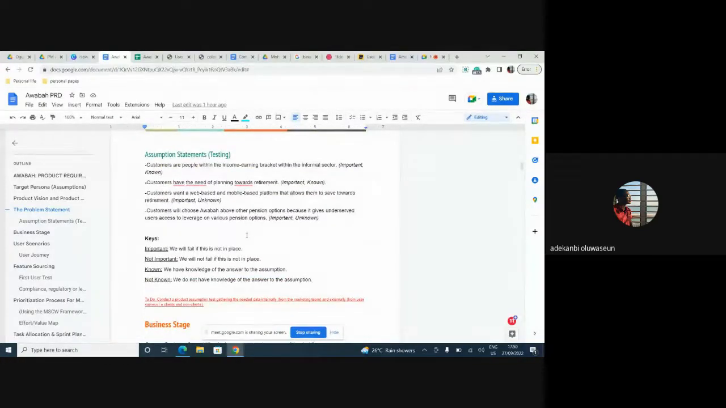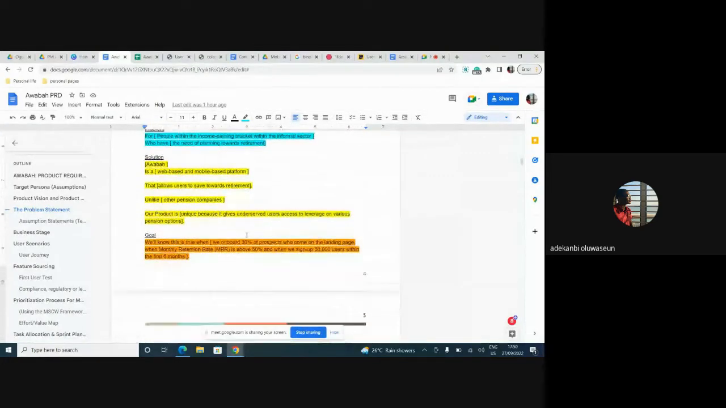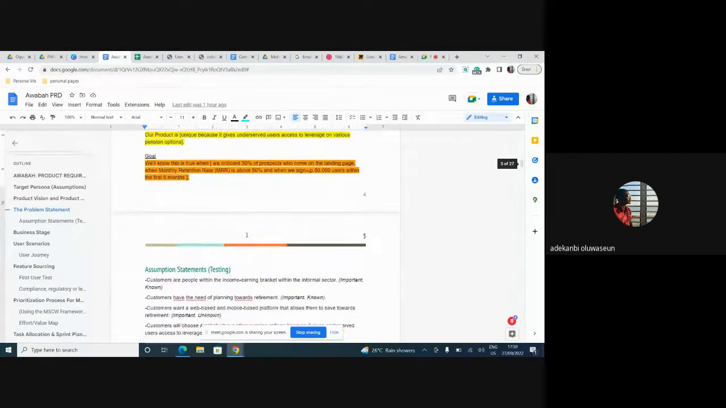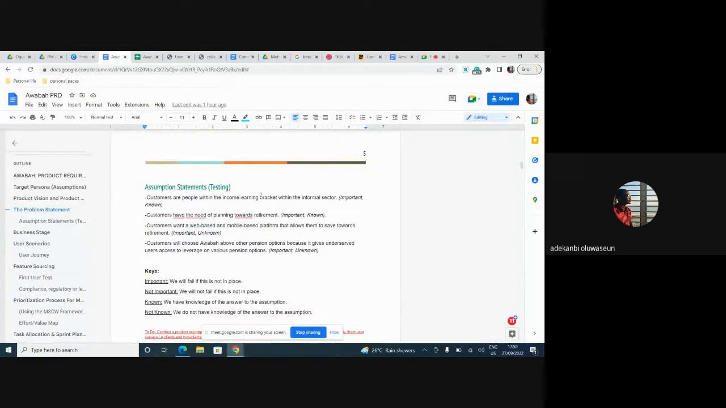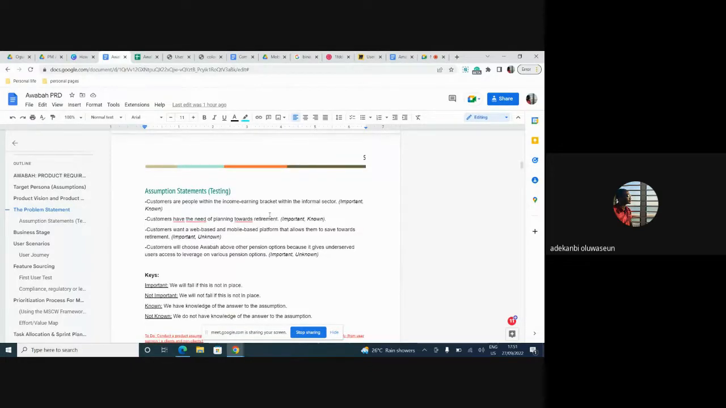Then I also mentioned assumption testing. This is a point where you test each of these things. Remember I told you that you have to validate each of these to be sure you are doing the right thing. So customers are people within the income earning brackets, within the informal sector, right? So in my questionnaire, I must ask them, how much do you earn? What kind of work do you do? What I'm seeing in that questionnaire is to help me know who these people are, right? Then I'm also asking, what do you need? What is your biggest problem? Walk me through what you do every day. In that interview, I'm trying to get them to tell me if they really need retirement, right?